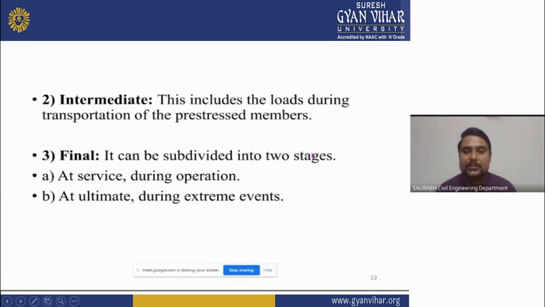Now the intermediate stage, this includes the load during the transportation of the prestressed member. Now comes the final stage, which can be subdivided into two stages: at service, during the operation, and ultimate, during the extreme event.